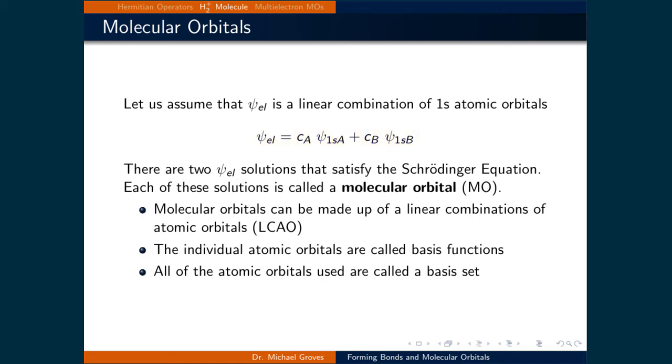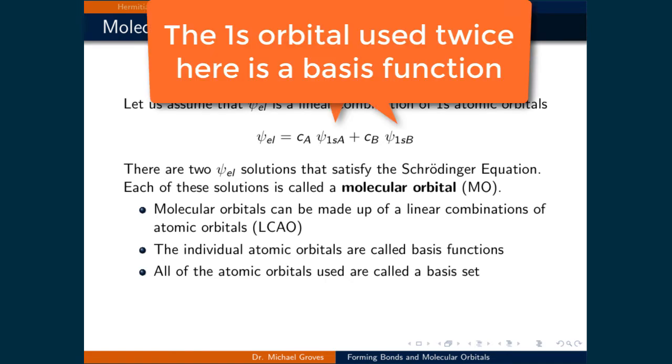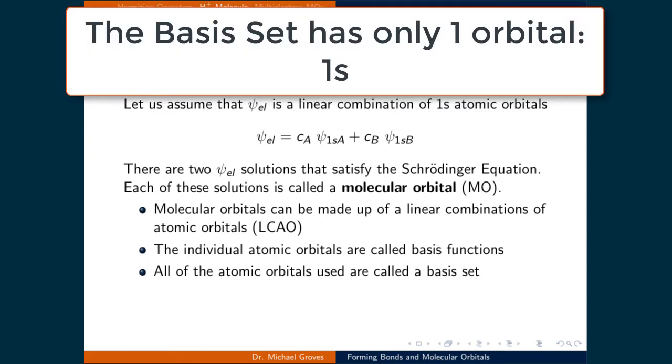As we will see, there are going to be two electronic psi solutions that satisfy the Schrödinger equation. Each of these solutions is called a molecular orbital. In general, molecular orbitals can be made up of a linear combination of atomic orbitals. Individual atomic orbitals used to build molecular orbitals are called basis functions, while the set of all atomic orbitals used is called a basis set.